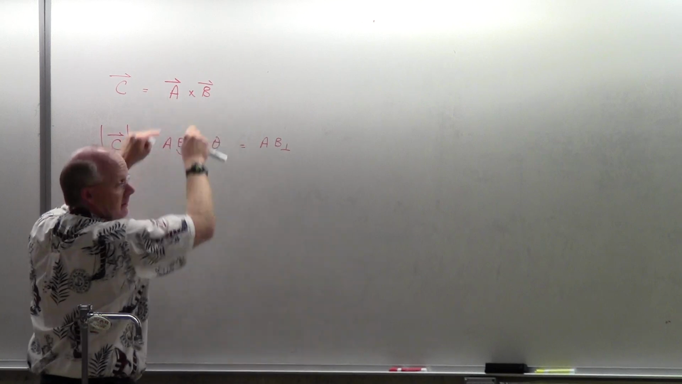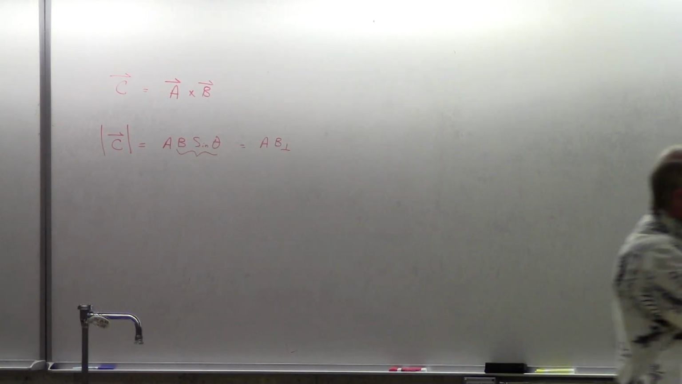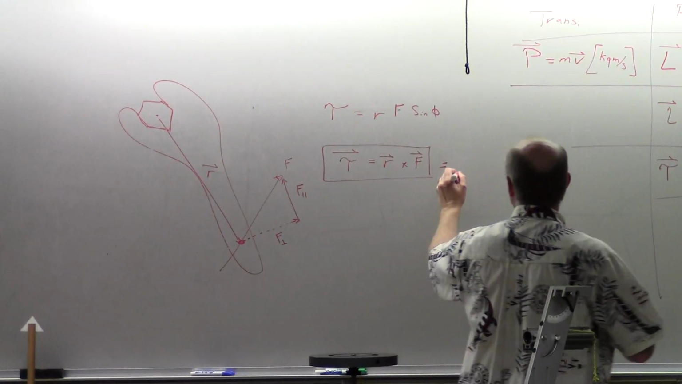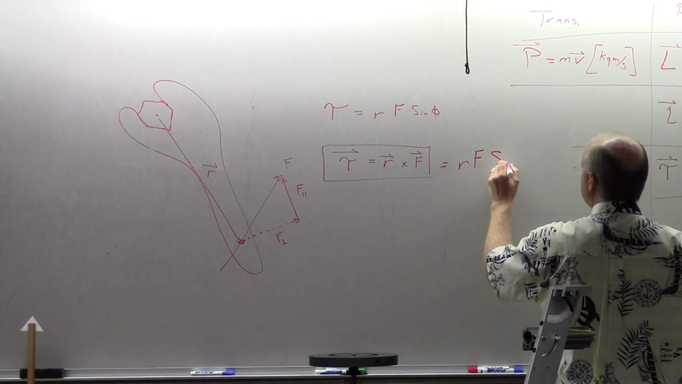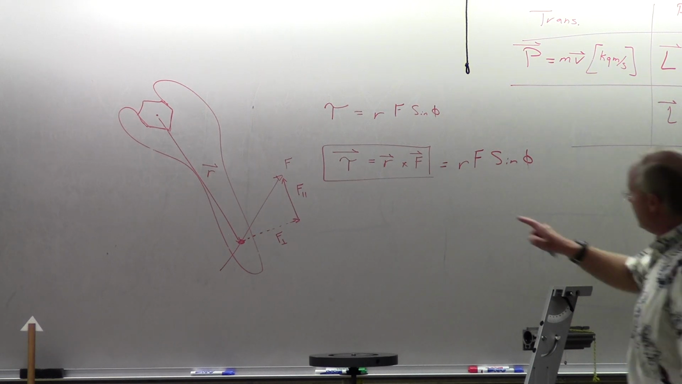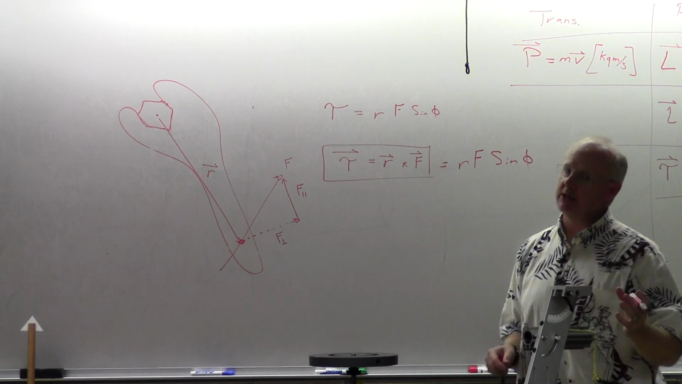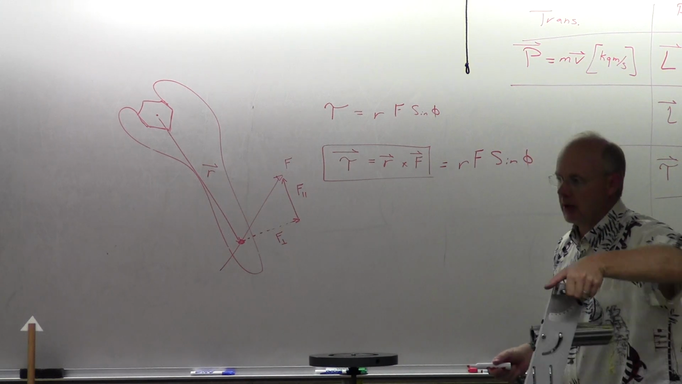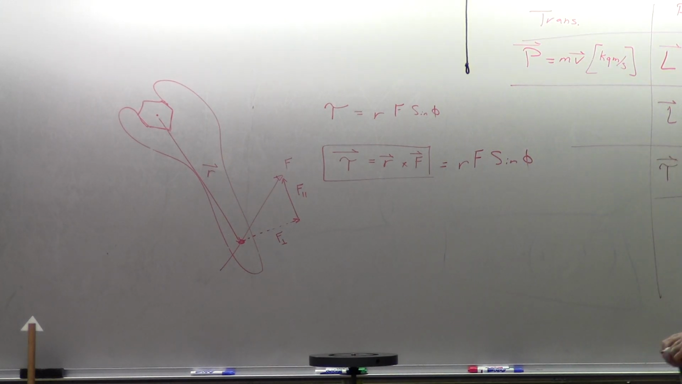What does this mean? It means take the magnitude of R, take the magnitude of F, and multiply it by the sine of the angle between them. Okay? So again, you don't see it in the formula, but it's there, and that's easy to forget. That's my point. There is the sine of the angle.